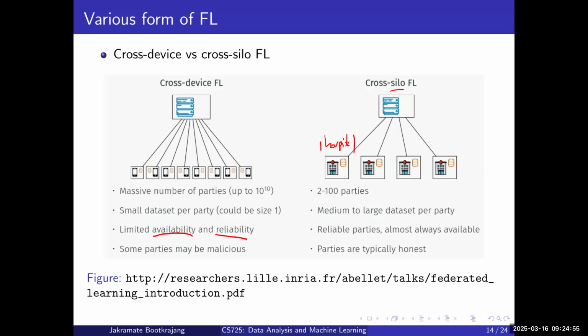So in this setup, it's actually more costly because each of the parties would need to be online almost all the time. But the benefit you get is that each one of them would be quite accurate because they have a large data set compared to the cross device.